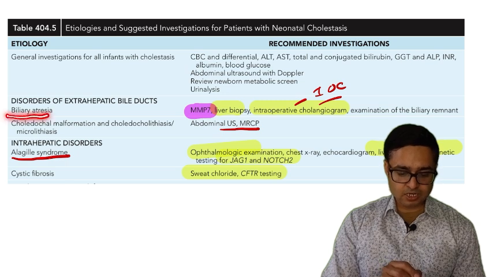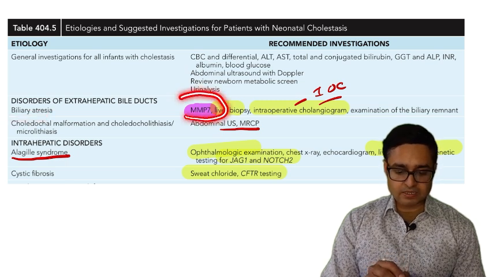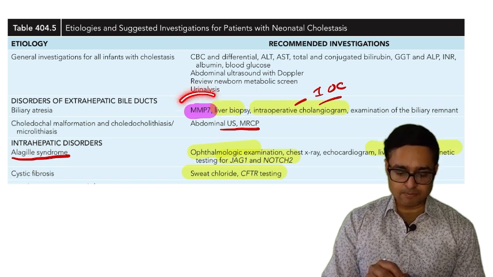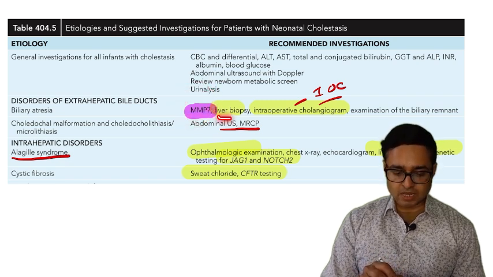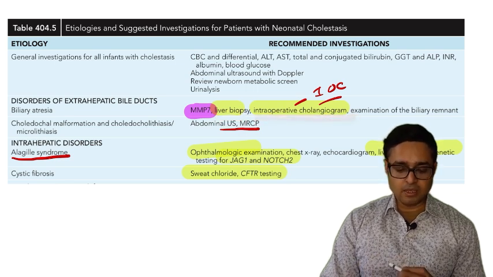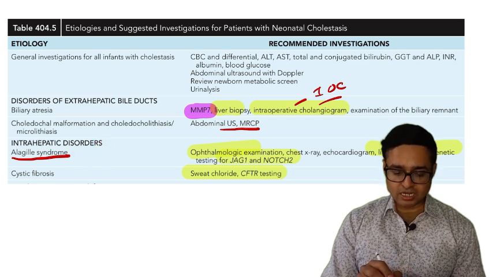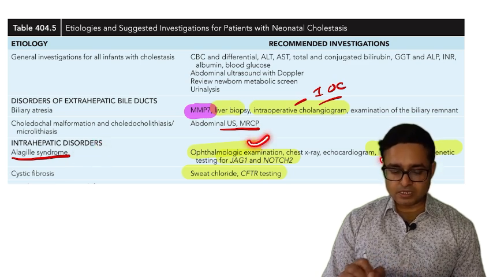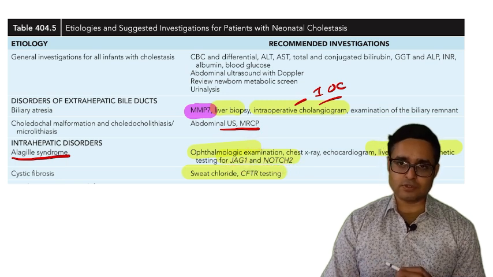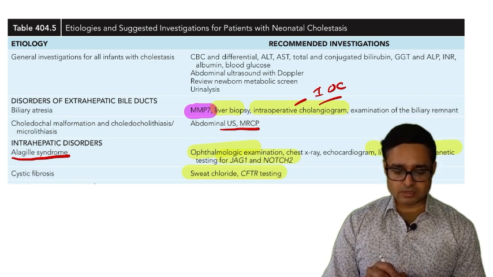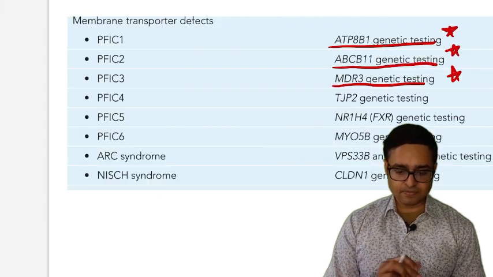For biliary atresia, MMP7 is a soft marker. This is the current update and it is very important. Other investigations are liver biopsy. The investigation of choice is intraoperative cholangiogram. Alagille syndrome we will discuss in a separate video. Investigations include ophthalmological evaluation, liver biopsy, and genetic testing for JAG1 and NOTCH2 genes, which are responsible for this syndrome. Cystic fibrosis, as we all know, is sweat chloride and CFTR testing.